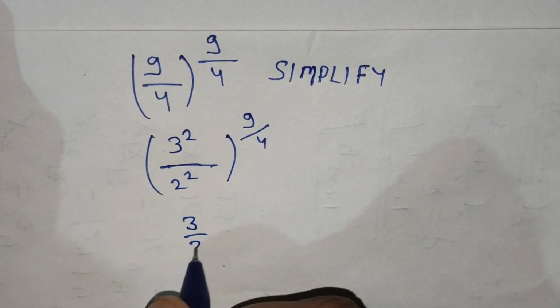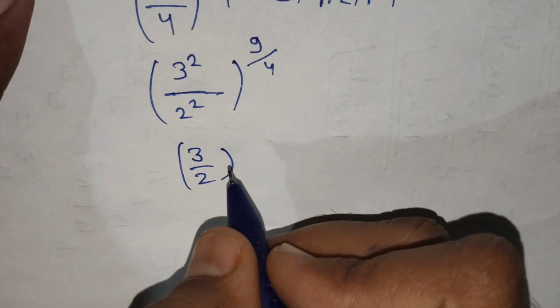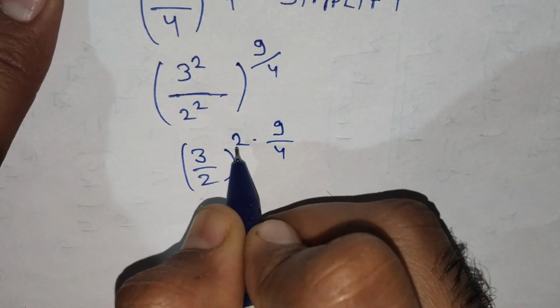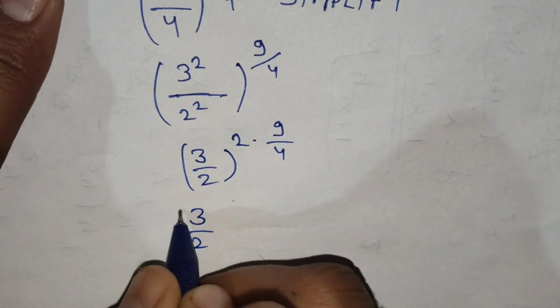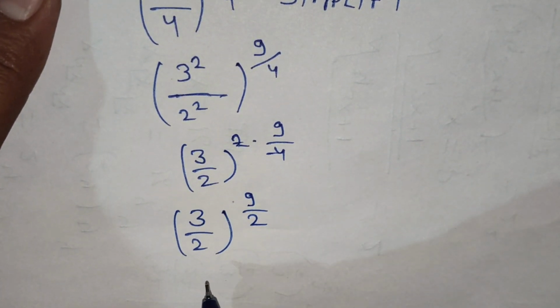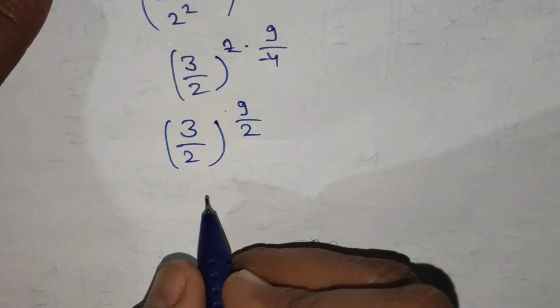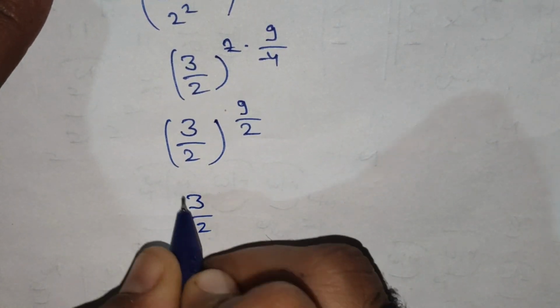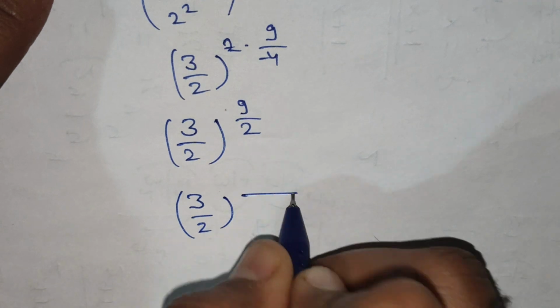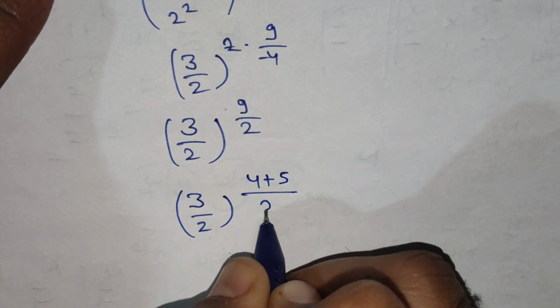Now (3/2), squared 2 common, 9 to the power 4. (3/2)^2 divided by 4, 9 to the power 2. (3/2) to the power (3/2), 9 means 4 plus 5 divided by 2.